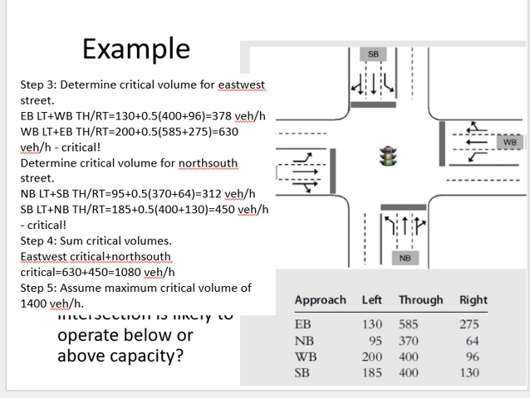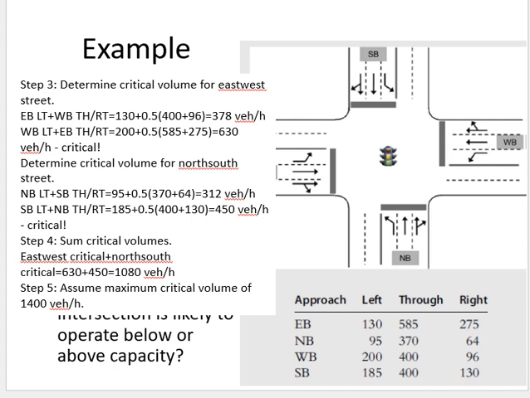Okay, the same thing will be done for these movements as well. Again this one left and this one through and right, and then this one left and this one through and right. Always through and right and left. So now you can see here again we have 312 and 450. Which one is more critical? 450. Whichever one is higher.